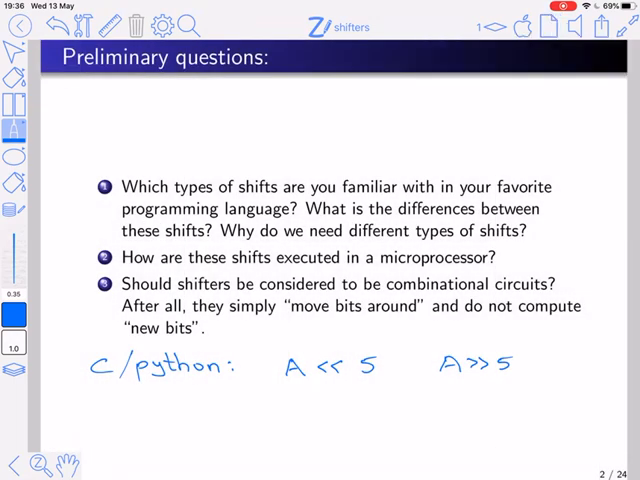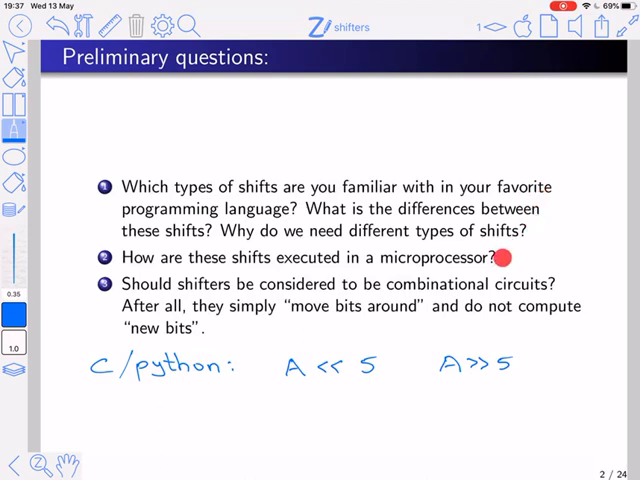Okay, so you may have encountered shifting operations or shifting instructions in your favorite programming languages. For example, in C and Python, if you want to shift the string A by 5 positions to the left, you write this command, and this would be 5 positions to the right. What exactly do these shifts signify and how do they work? We will talk about this.